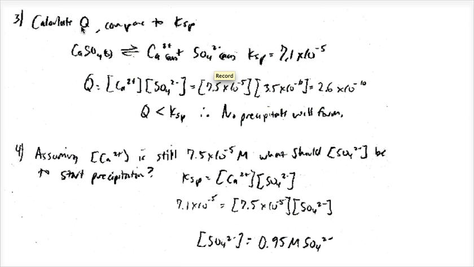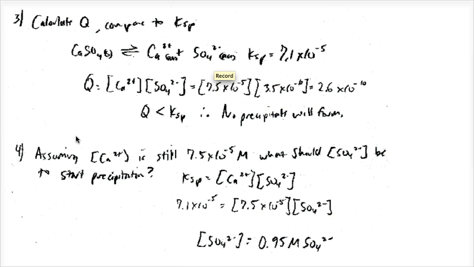Then you calculate a Q value, which is sort of like, is this at equilibrium, past equilibrium, not yet at equilibrium? So you know your KSP, you can write an equation for this. It's always about equation writing. You put in your known numbers for calcium concentration and for sulfate concentration, and you find that you get a value of 2.6 times 10 to the negative 10th. Now that 2.6 times 10 to the negative 10th is lower than the 7.1 times 10 to the negative 5th, so Q is less than KSP, no precipitate will form.